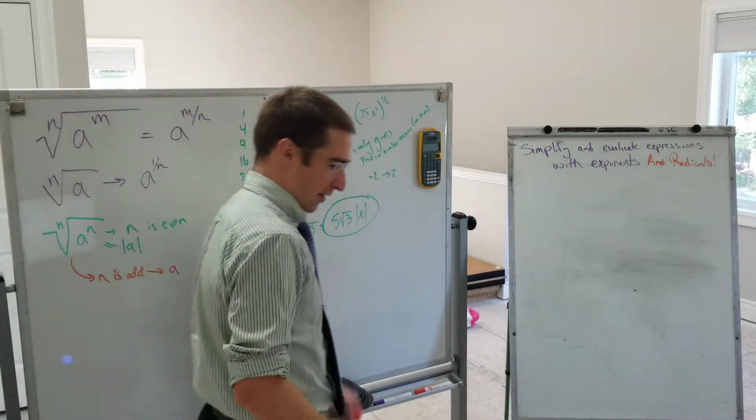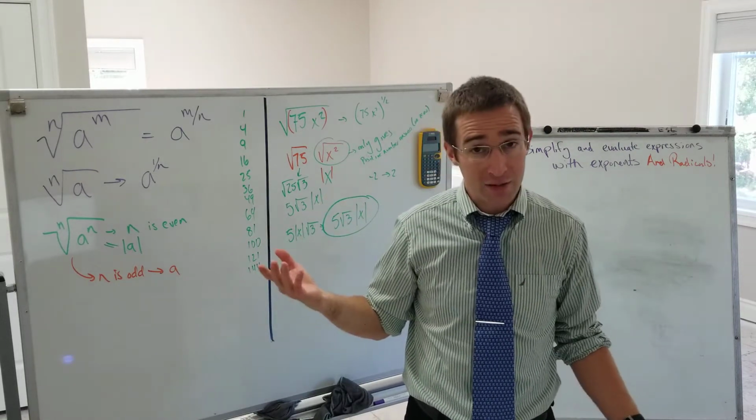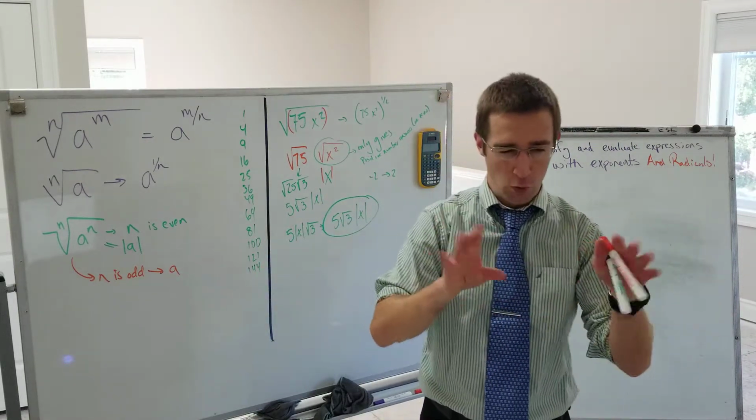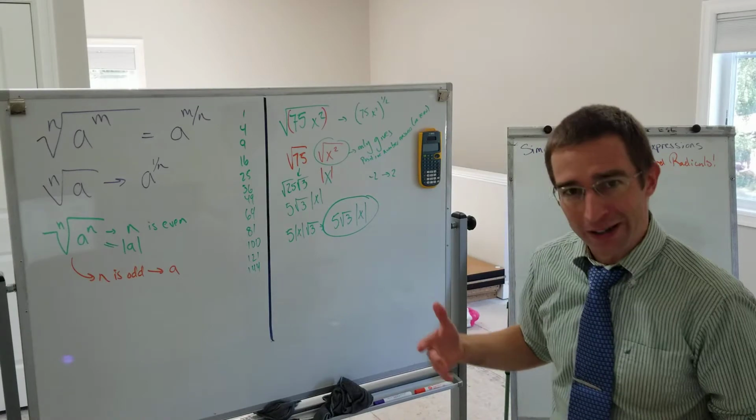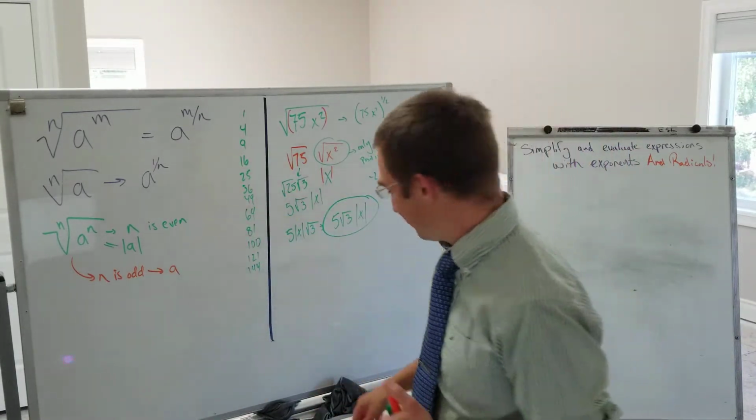If n is odd, don't worry about it, you just get a. Because like the cube root of negative 8 is negative 2. It gives you a negative number, so don't worry about it. All right, cool. Let's do some more examples after that little bit. And we'll see this again.